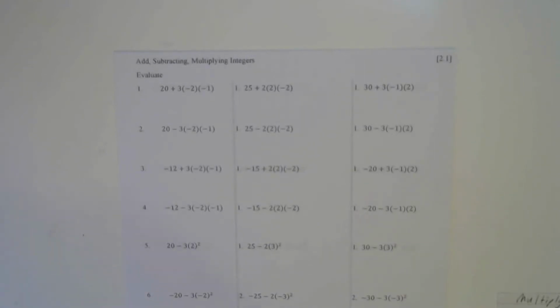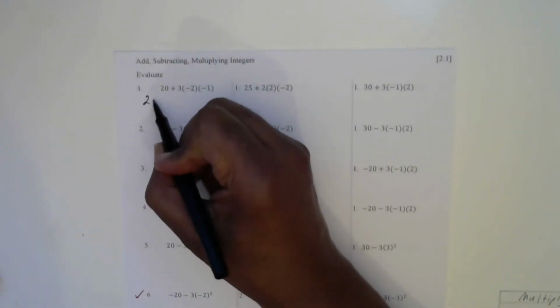Okay, we're going to be adding, subtracting, and multiplying integers. I'm going to put a little mark right here. This will remind me that I need to lift the paper right at number 6. Okay, so what we have here first is 20. So we'll write 20 here.